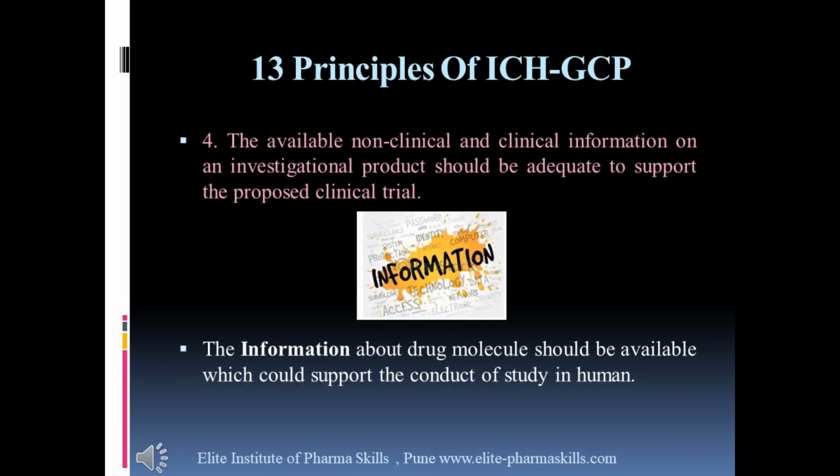The fourth principle is that the available non-clinical and clinical information on an investigational product should be adequate to support the proposed clinical trial. The information about the drug molecule should be available which could support the conduct of the study in humans.